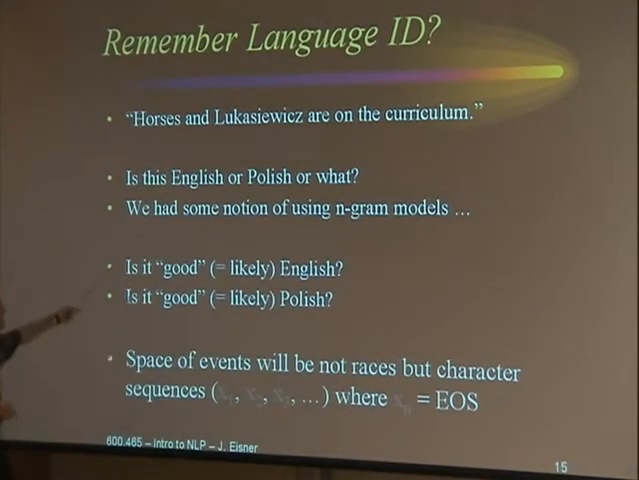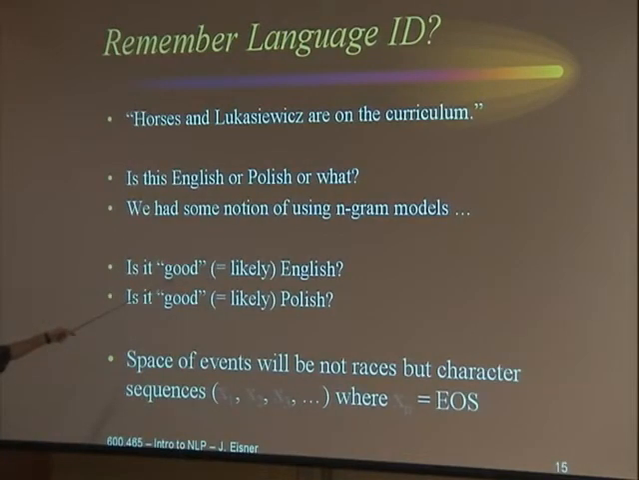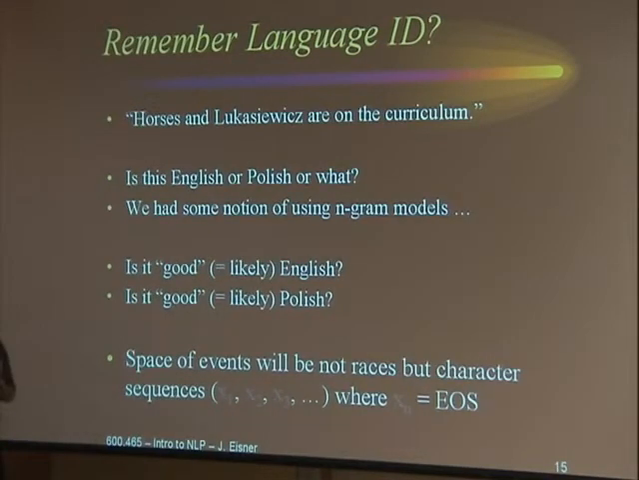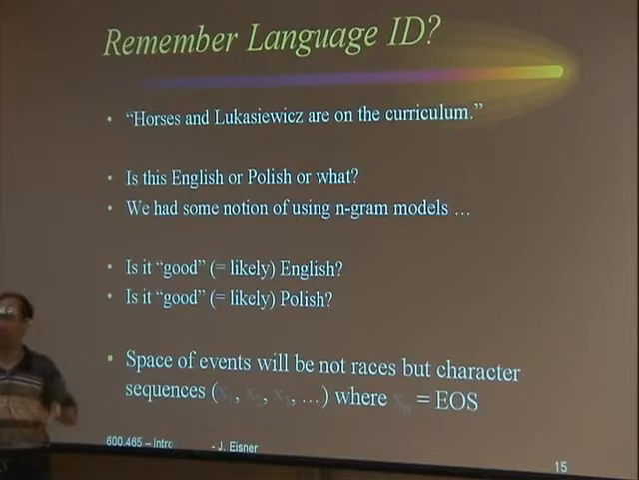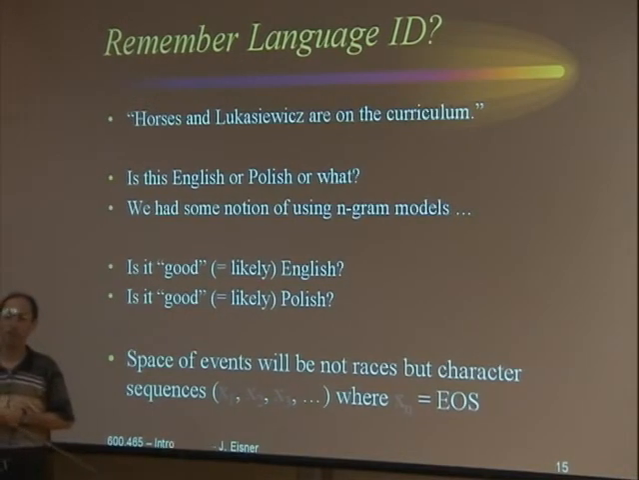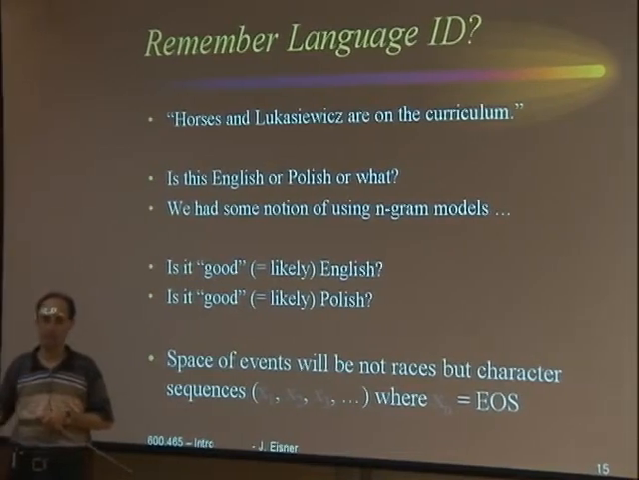Well, there was some idea of using n-gram models. Do we think that this is good English? Do we think that English dice would be likely to generate this sentence? Or do we think that Polish dice would be likely to generate this sentence? Maybe instead of dice, I should talk about monkeys typing randomly, except you have English monkeys and Polish monkeys. Or maybe it's not the monkeys. Maybe it's the keyboards they're typing on.